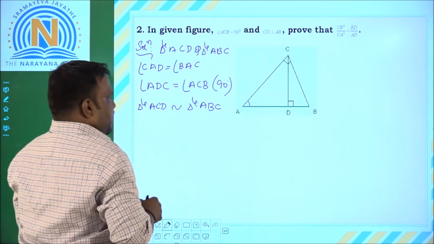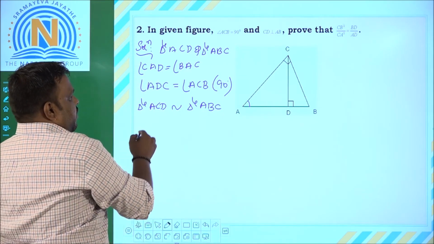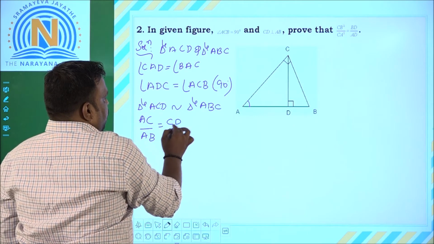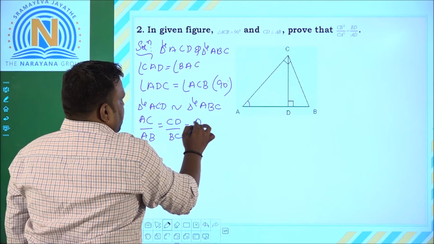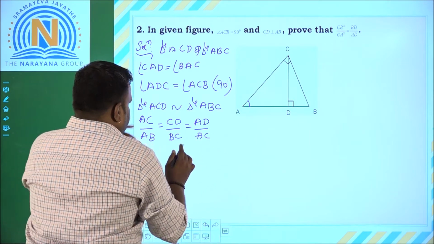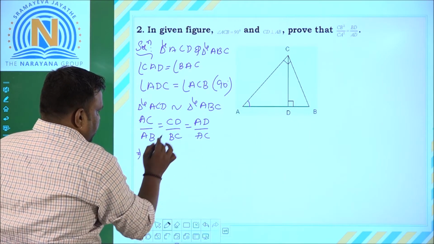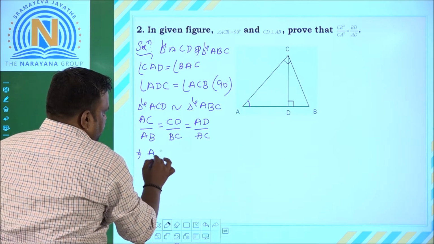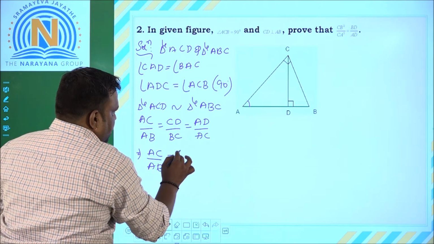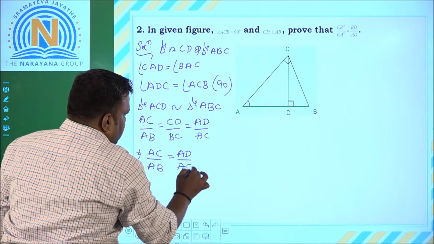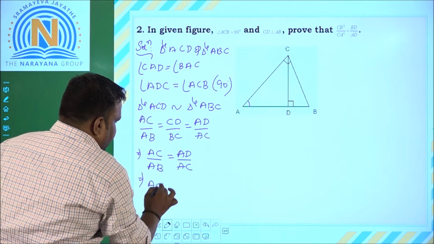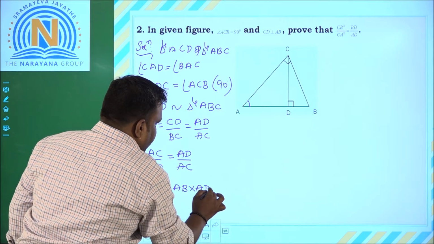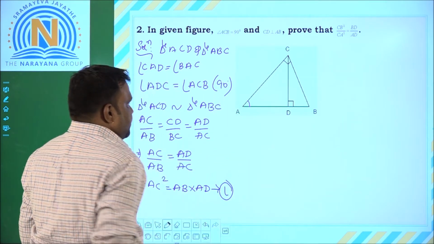When triangles are similar, we can take the ratios of their sides. So what will I be left with now? AC by AB is equal to CD by BC is equal to AD by AC. Now consider first and last. So when you take the first and last ratios and cross multiply them, I will take this one. AC by AB is equal to AD by AC. So on cross multiplying, I will be left with AC square is equal to AB into AD. Let us name this as equation 1.